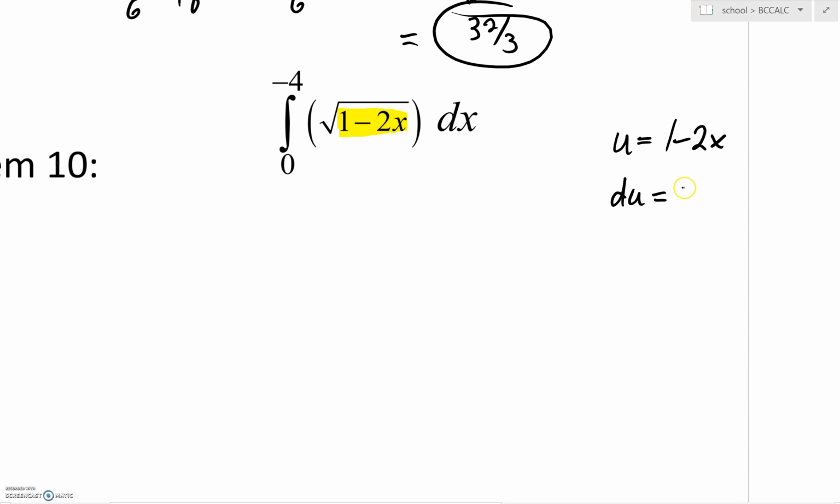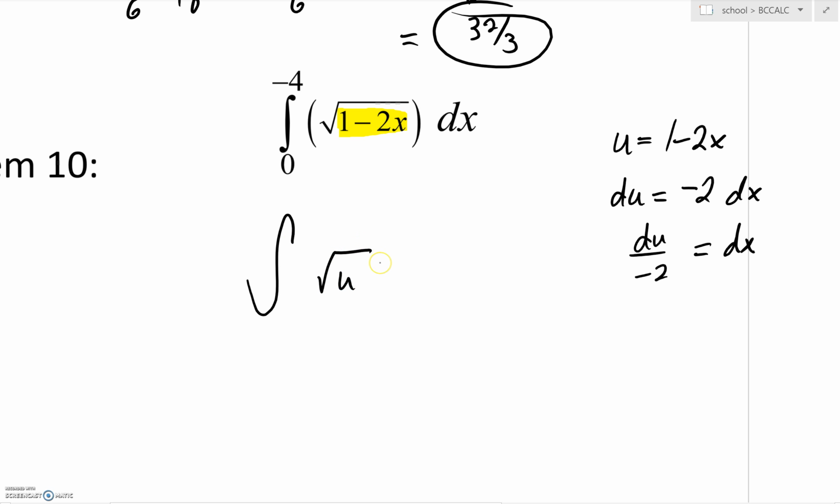du would be negative 2 dx. And we could solve and say dx is du over negative 2. So my integral will be the square root, I'm going to call that yellow portion u. My dx is going to be du all over a negative 2. But here we go again.